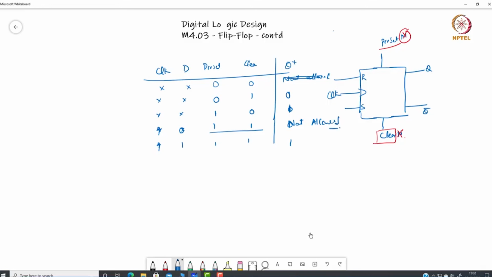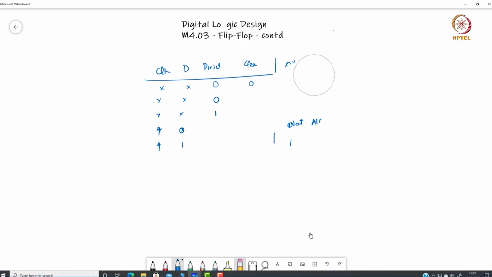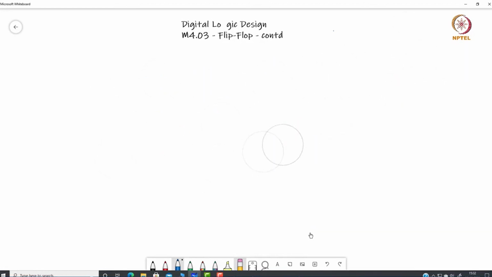So this preset and clear are one of the additional input circuits which are also commonly used in some of the flip flops. Along with that, now let's consider one more scenario before finishing this lecture. Now let's consider that we have this D flip flop.